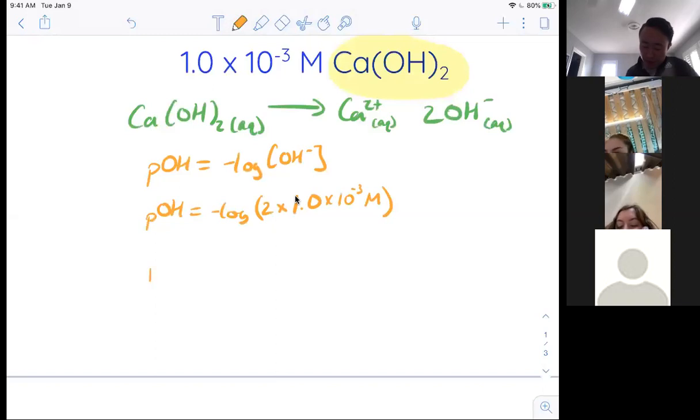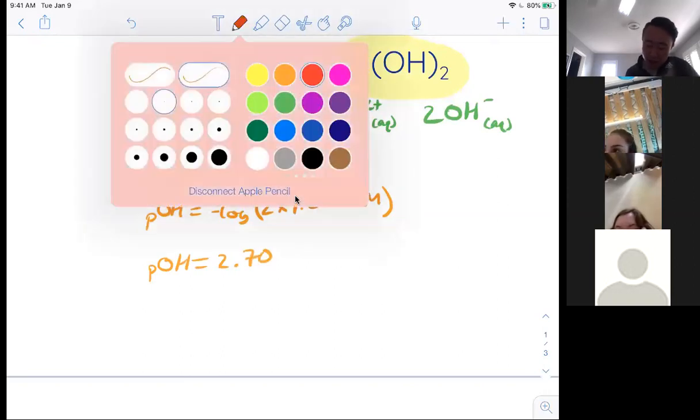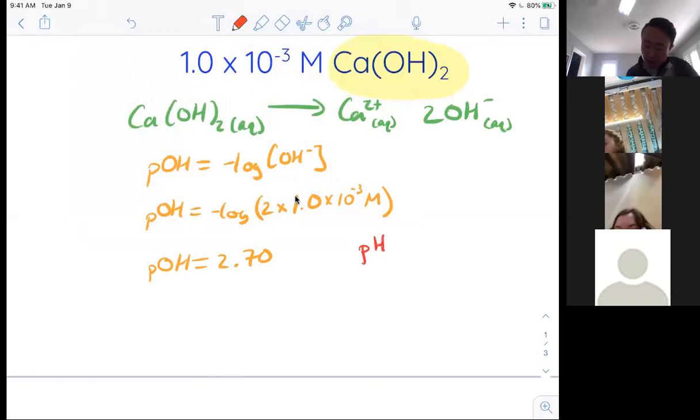I think the pOH is just above 2.70, which means that if I do some magic math here, pH is 14 minus that guy, which is why the pH is 11.30. I think I did that mental math correct.